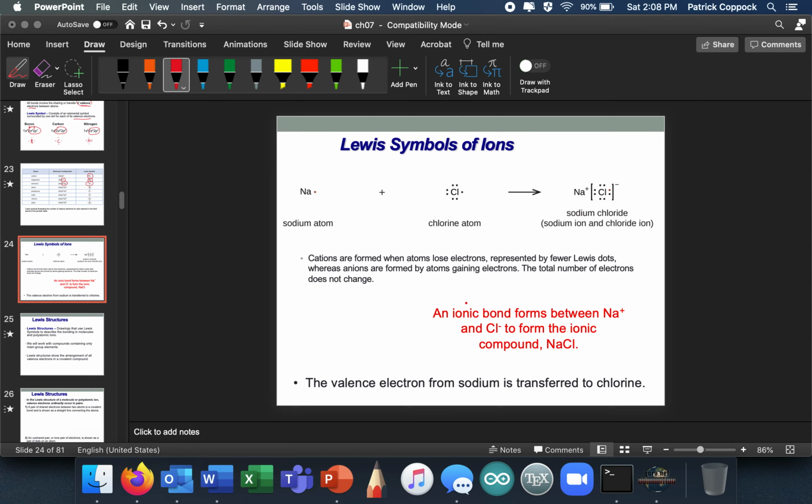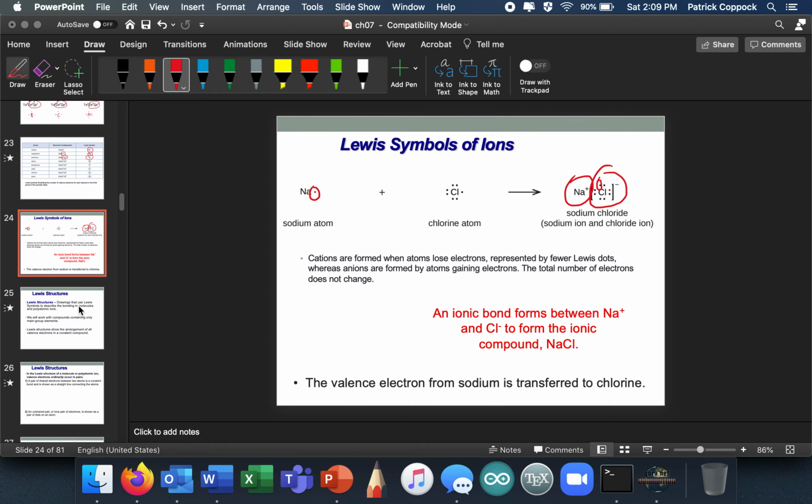So let's talk about the Lewis symbol of ions. Cations are formed when atoms lose electrons, represented by fewer Lewis dots, whereas anions are formed by gaining electrons. The total number of electrons does not change, of course. So an ionic bond forms between sodium and chlorine when this electron, can you see that, gets transferred over to chlorine and becomes a chloride ion, and a sodium cation, and so consequently they're attracted to each other by electrostatic charges.